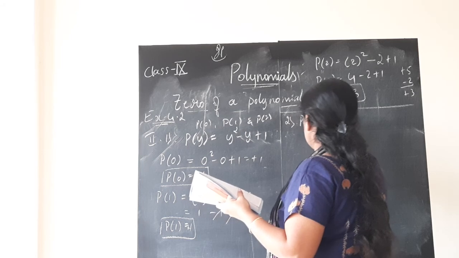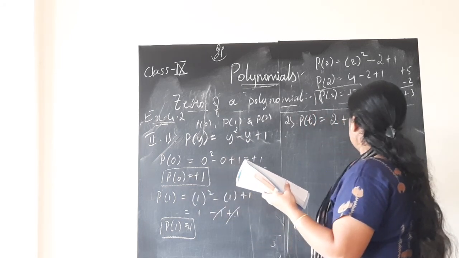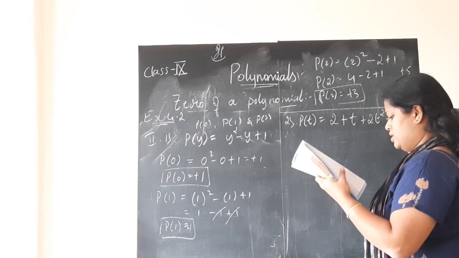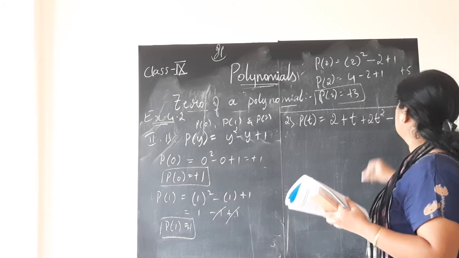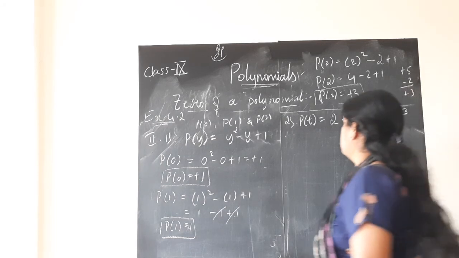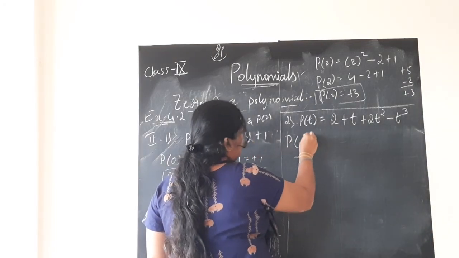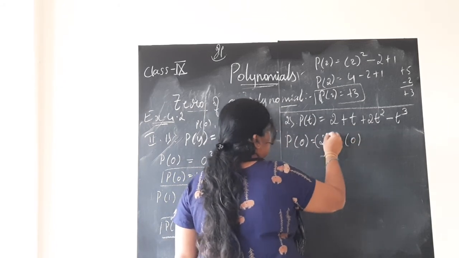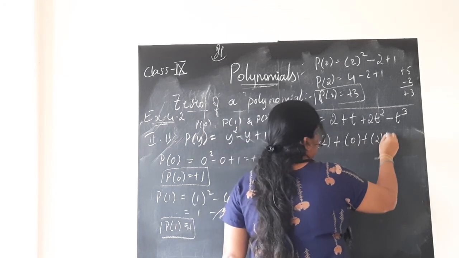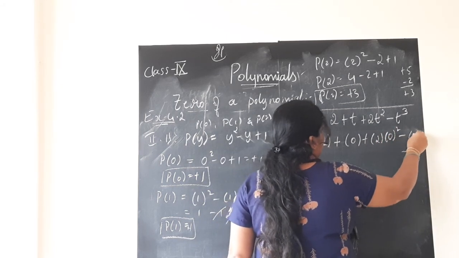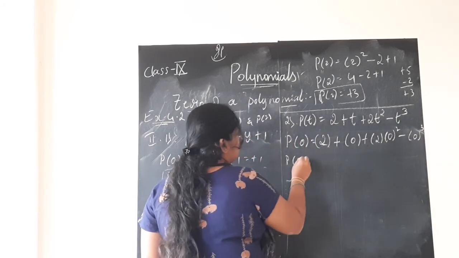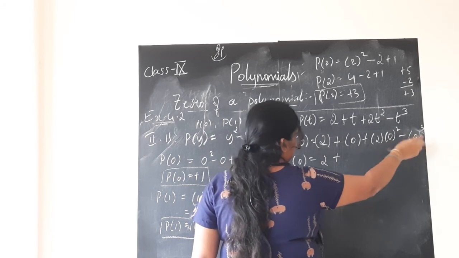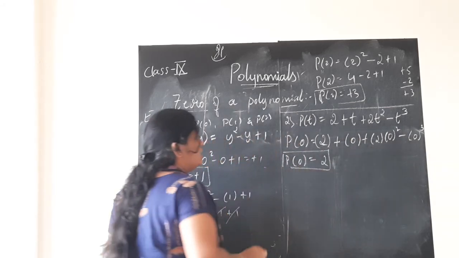P of t is 2 plus t plus 2t square minus t cube. So we need to first find out what is P of 0. So 2 as it is plus in place of t I will write 0, plus 2 into t square, that is 0 square, minus t cube, that is 0 cube. So P of 0 is 2 as it is. 0 no need to write. 2 into 0 square is 0. Again this is 0, which means P of 0 is 2.